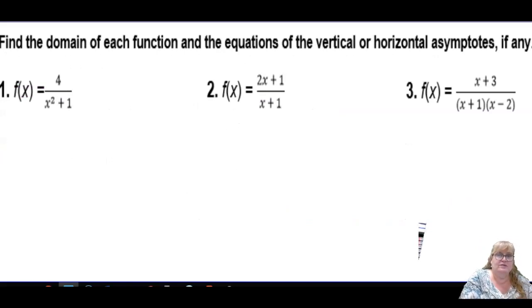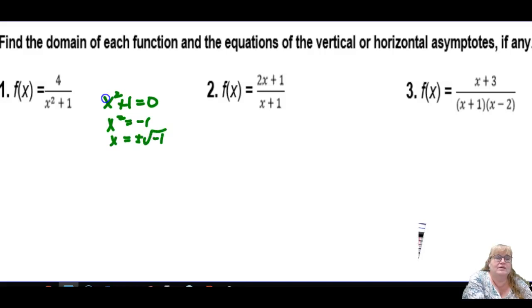All right, quick 3 questions on the top of the back. It says, find the domain of each function and the equations of the vertical or horizontal asymptotes. Okay, x squared plus 1. If we set that equal to 0, that has imaginary solutions. You square any number, it becomes positive. You add 1, it's still positive. This is never going to be 0. So it has no vertical asymptotes.